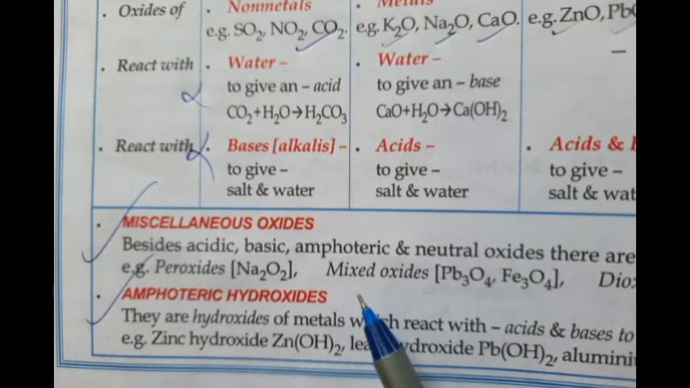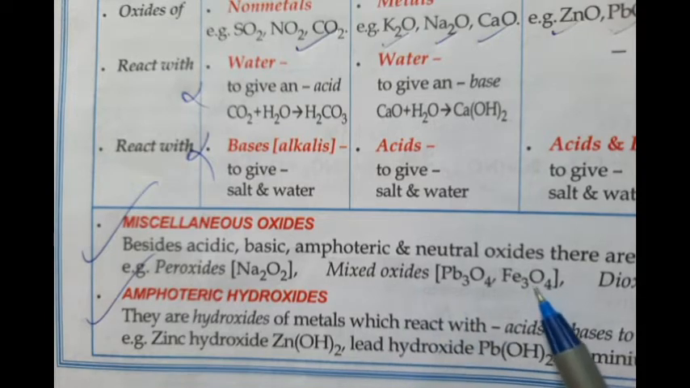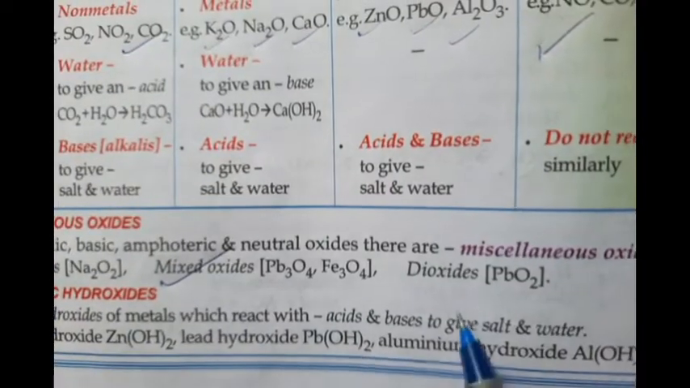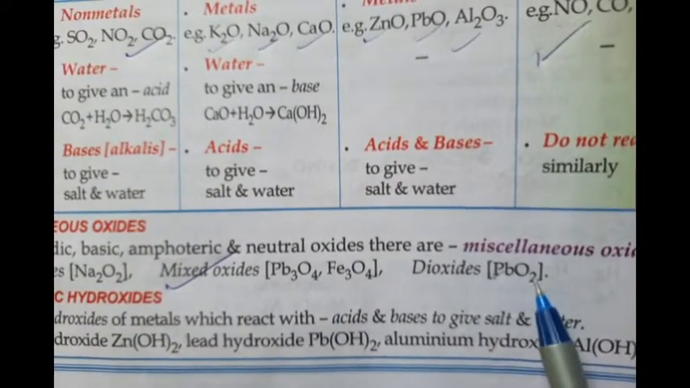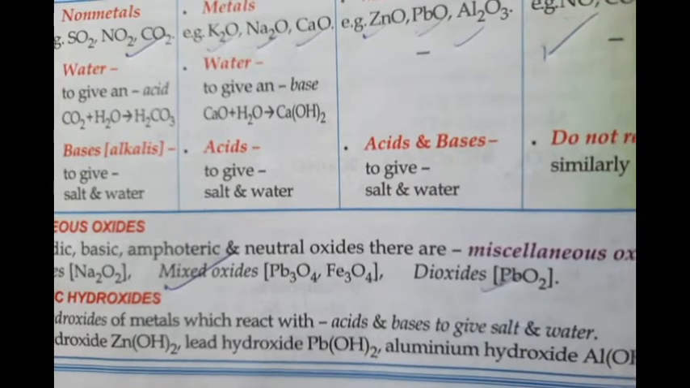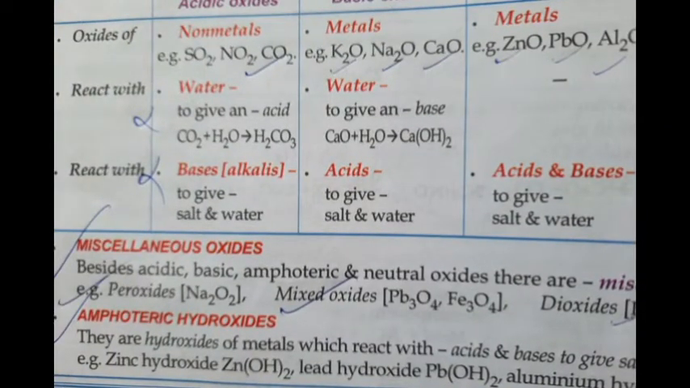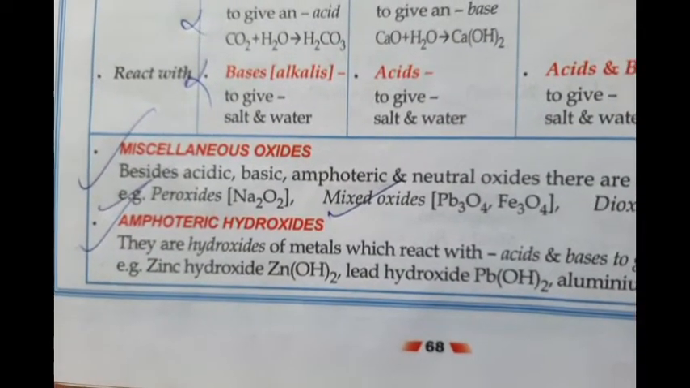And another one is mixed oxide. Examples: Fe3O4 and Pb3O4. Remember examples only for miscellaneous oxide. And another one is lead dioxide. Okay, these three are the examples of miscellaneous oxide. Just remember the examples. More than enough. Now we go to the amphoteric hydroxide.